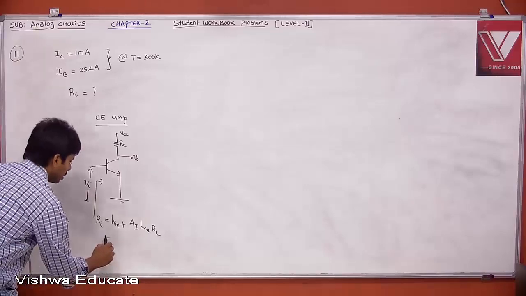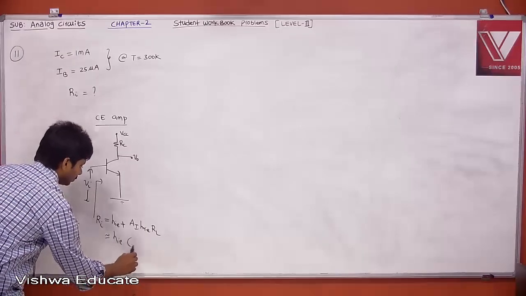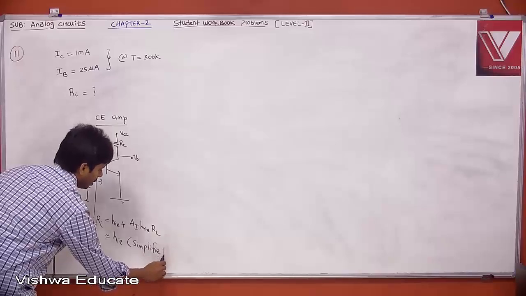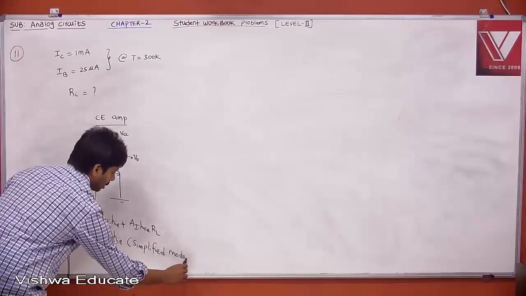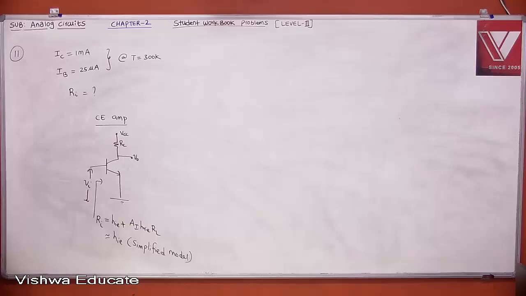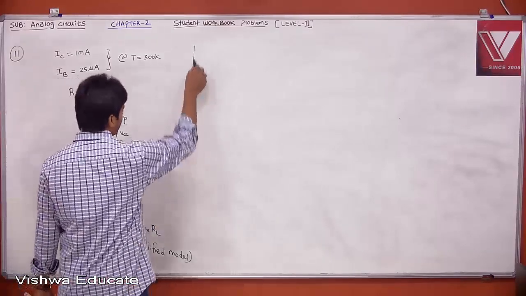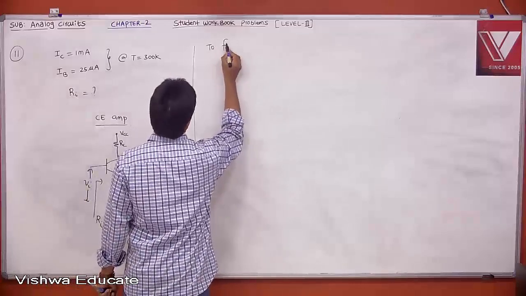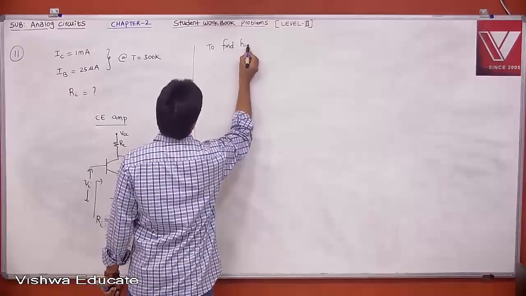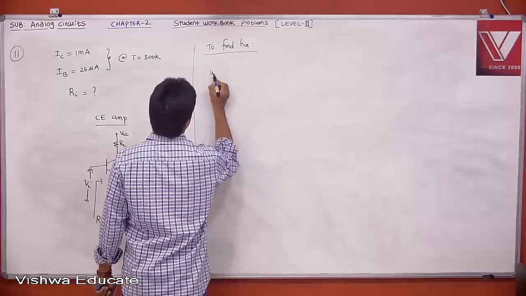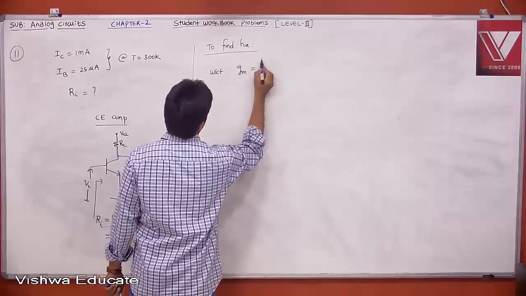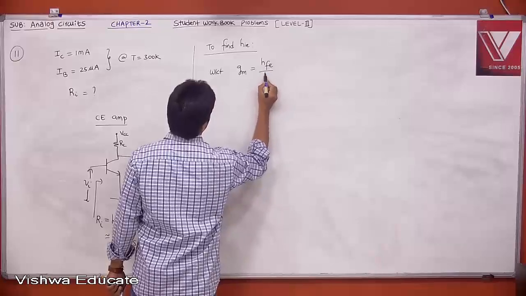If you take the simplified model, this is nothing but your HIE. Nothing is given, therefore you can take the simplified model. Therefore, what is your Ri? The input impedance is HIE. If you know HIE, the problem is over. Therefore, to find HIE, we know that GM is equal to HFE divided by HIE.